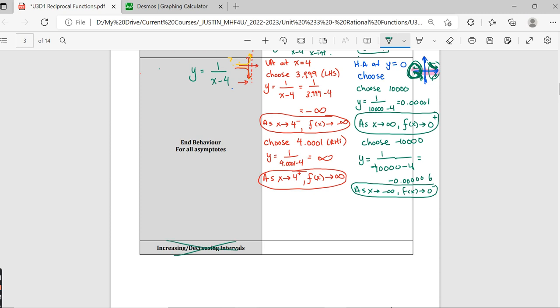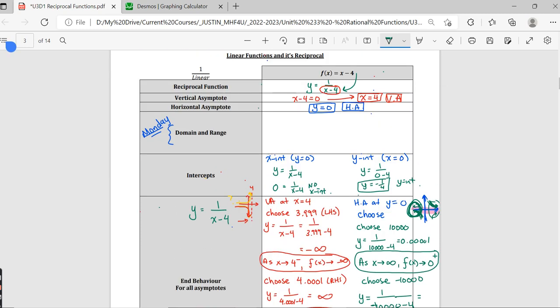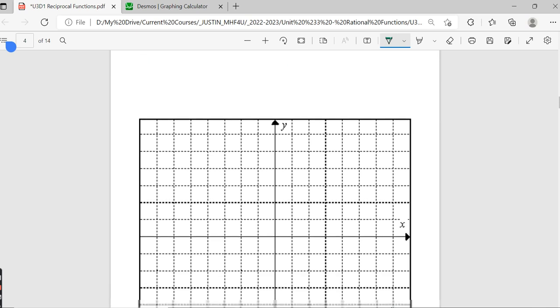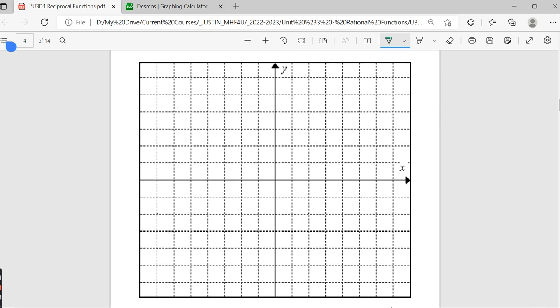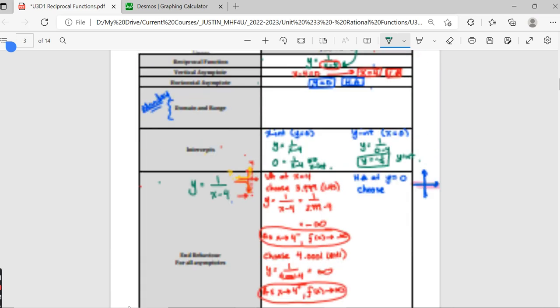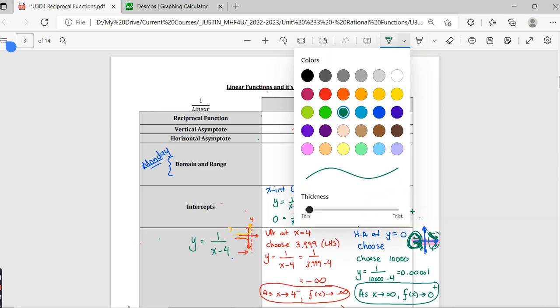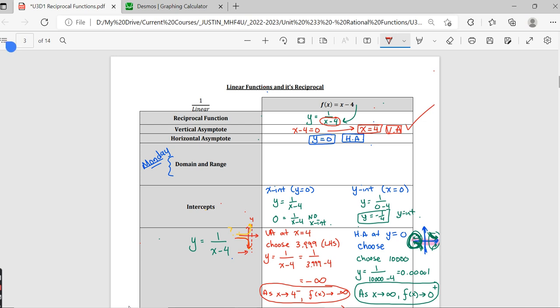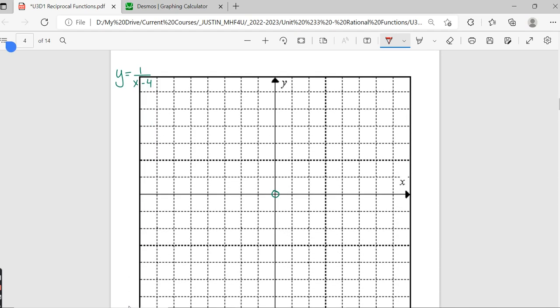Okay, now I'm also going to skip increasing, decreasing intervals, and we're going to use everything here to sketch our reciprocal. So this is on the back page. Our job is to sketch y equals 1 over x minus 4. First off, the graph is a little hard to see, but there's 0 in the middle. Our first job is to sketch our vertical asymptote. I'm going to find that at x equals 4. 1, 2, 3, 4. And I'm going to draw a vertical asymptote there.